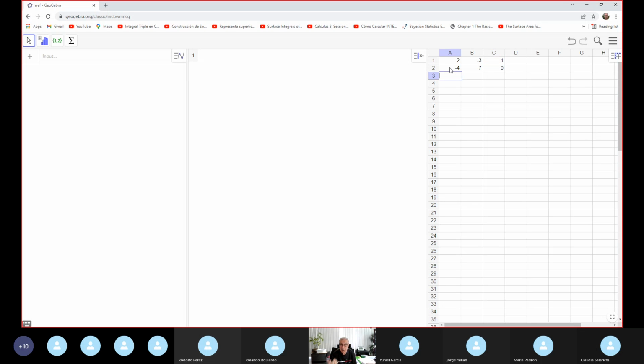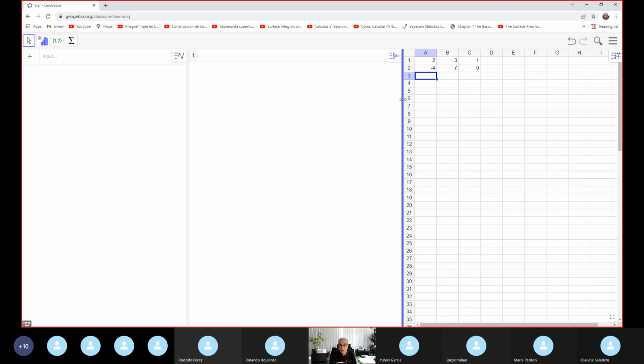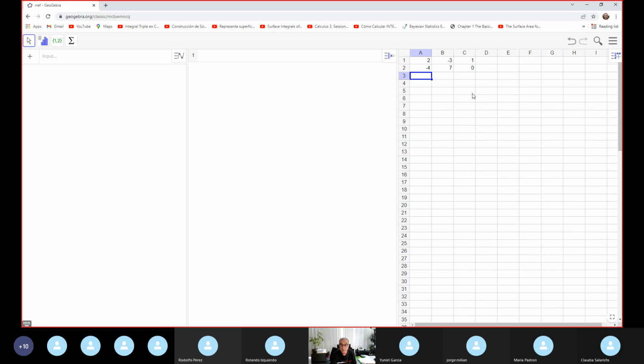Enter. Not necessarily do you need to write below. You can write, for example, here. Why not? -1. Type it in any place of the spreadsheet. 6. 10.